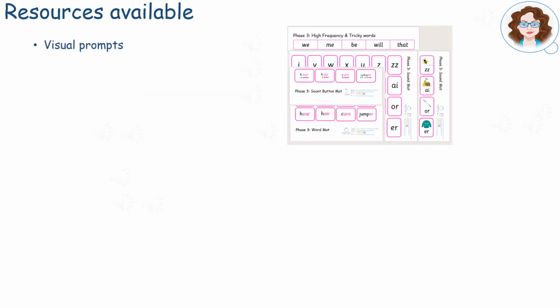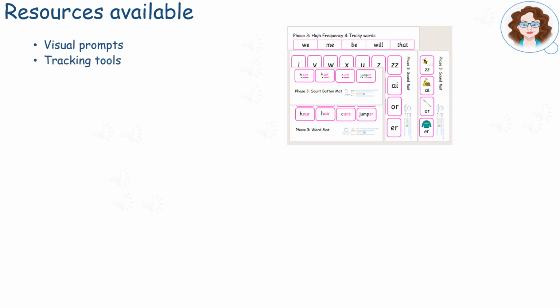A variety of visual prompts have been created to support learning and the assessment process. There are sound mats displaying the phonemes both with and without supporting images. In addition to this, there is a sound button mat which assists learners with segmenting and blending. A word mat and high frequency and tricky mat have been created to support the assessment process and revision.